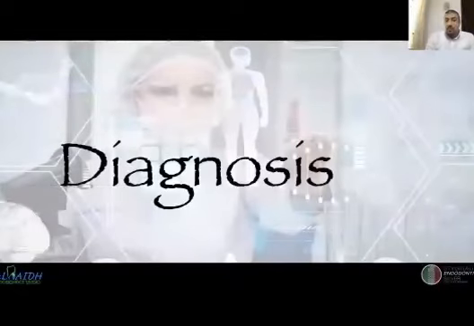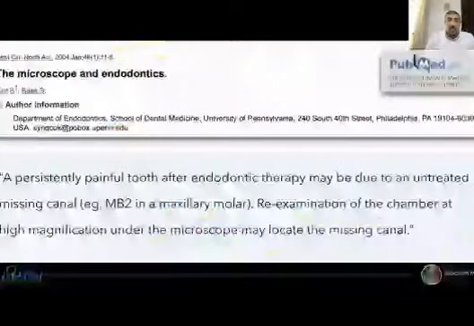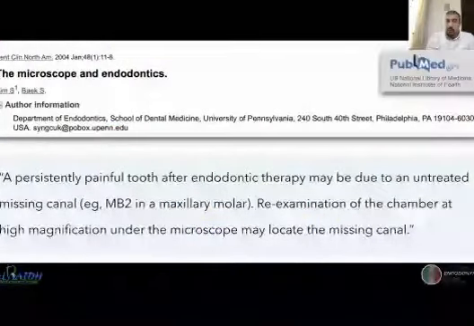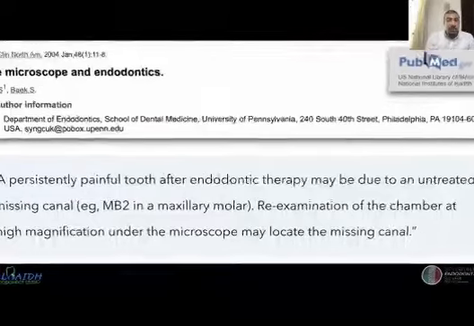So what are the uses of the microscope in endodontics? I'm going to compare between many literatures and everyday practice. So in the diagnosis, this very important paper about the microscope says that a persistently painful tooth after endodontic therapy may be due to an untreated or missed canal. Re-examination of the pulp chamber under the microscope will easily locate the orifice or the missed canal.